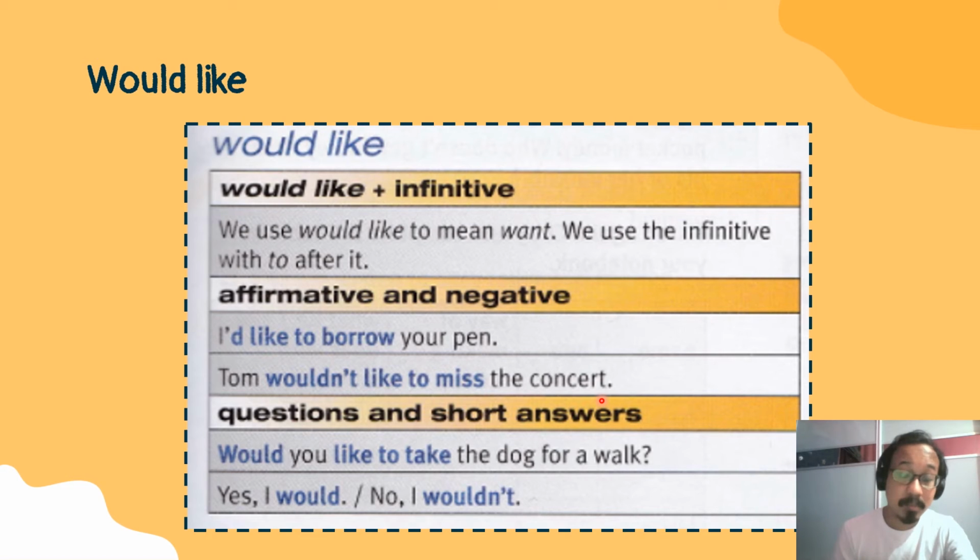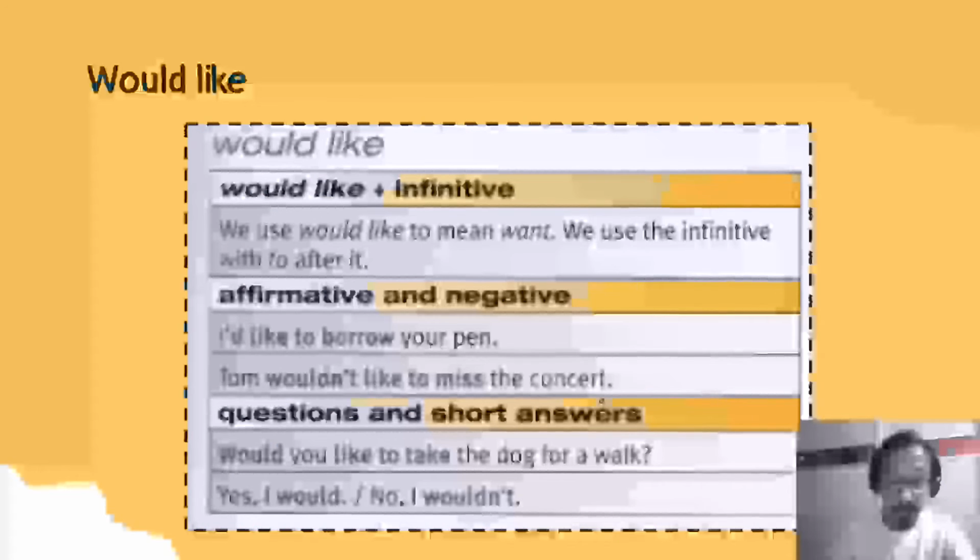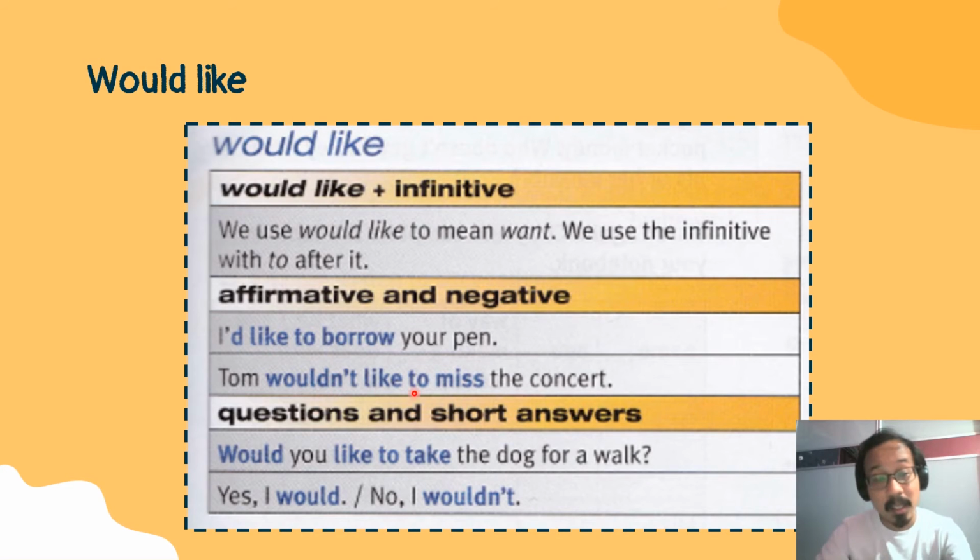So how do you use them in affirmative and negative sentences? For example, I would like to borrow your pen. The I'd here is the contraction of I would, right? Instead of saying I would like to borrow your pen, you can just say I'd like to borrow your pen. It would mean the same thing. That is an affirmative sentence, right?